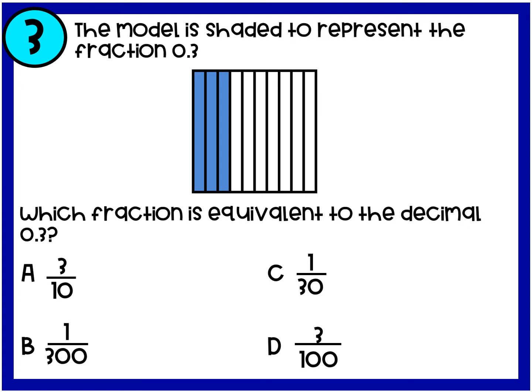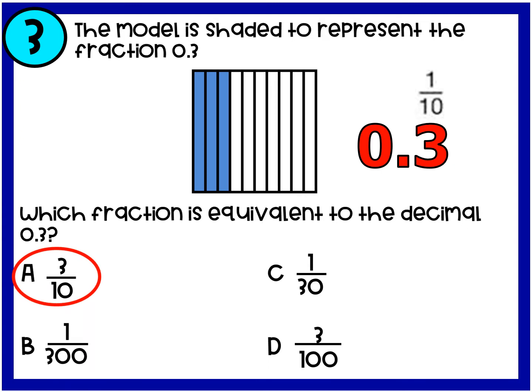Number 3, the model is shaded to represent the decimal 0.3. Which fraction is equivalent to the decimal 0.3? Once again, I see that this model has 10 pieces and I see that 3 are shaded. I'm going to use place value to prove my answer. I have 3 tenths there, and place value shows me that I have 3/10. So my correct answer there would be A.